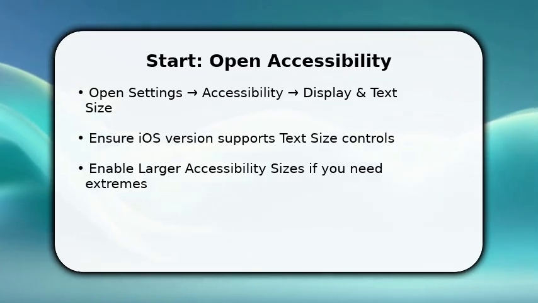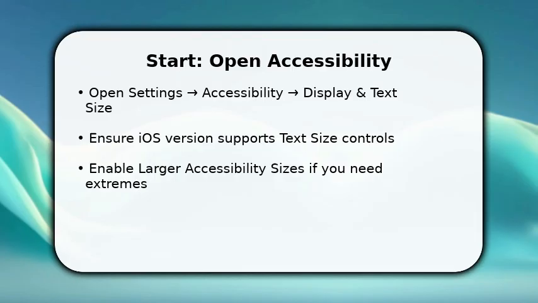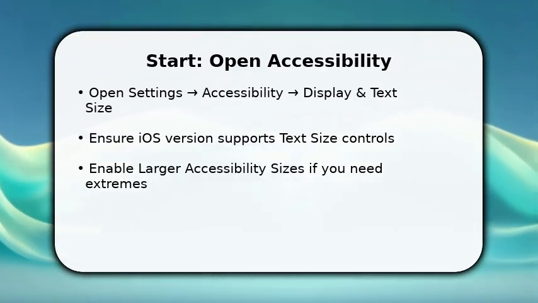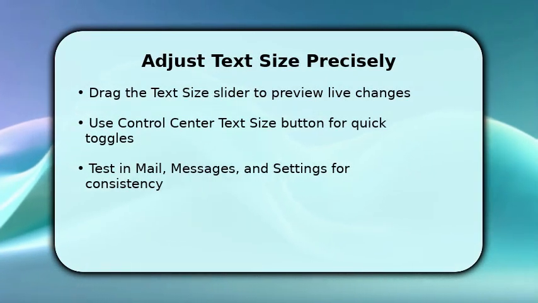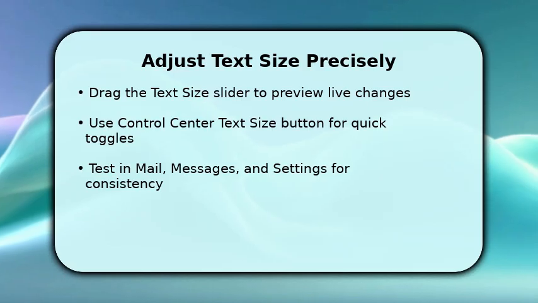If you need bigger options, enable larger accessibility sizes. That unlocks a wider range. Make sure your device is updated so controls behave predictably, and pause to note current size so you can revert if needed. Now adjust the slider to dial in the precise size you want. You'll see many apps update immediately so you can judge legibility.